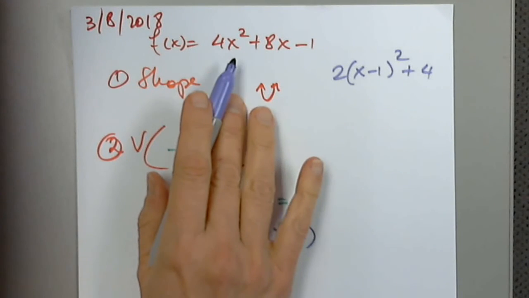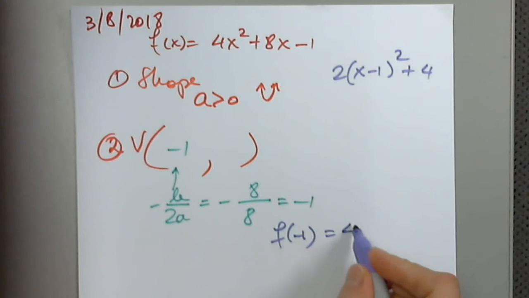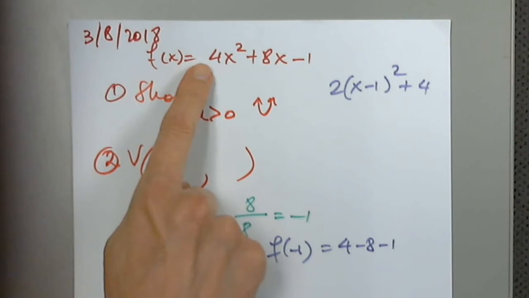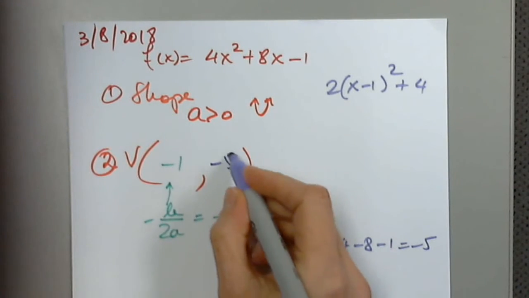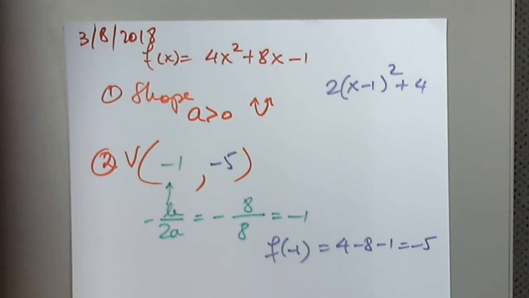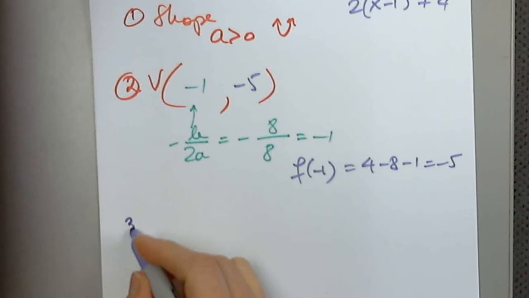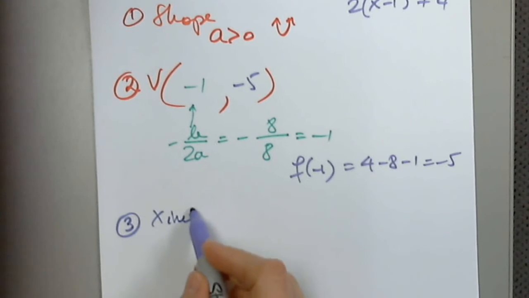4 times negative 1 squared, minus 8, minus 1. Negative 1 squared is 1, 1 times 4 is 4, 8 times negative 1 is negative 8, and I copy negative 1. Is this okay so far? Yes? Okay, so then 4 minus 9 is negative 5. So I have the coordinates of the vertex. I know it opens upward, it has a minimum, and the coordinates of the vertex are negative 1 comma negative 5.